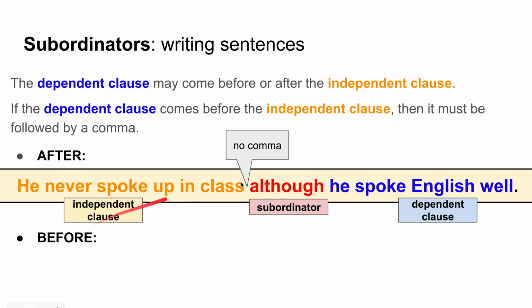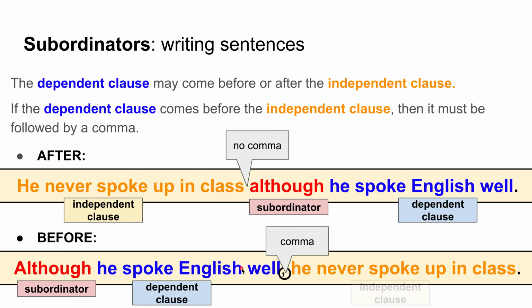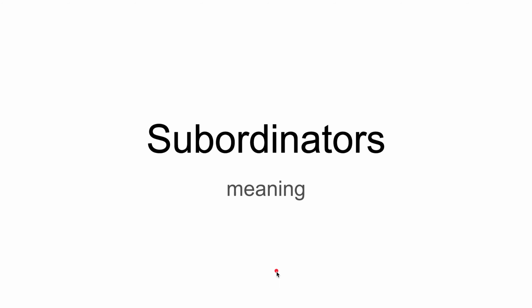Now what if the dependent clause comes first? Although he spoke English well, subordinator, dependent clause, comma, he never spoke up in class, independent clause. So if the dependent clause comes first, you've got to add that comma. Okay, moving forward now, what about the meaning?